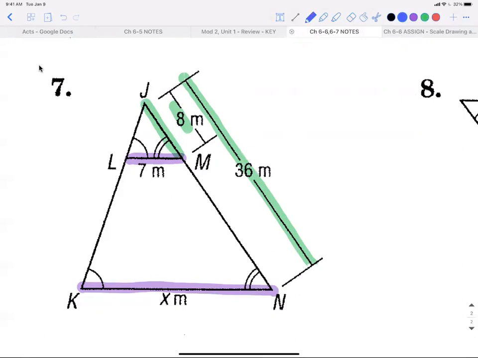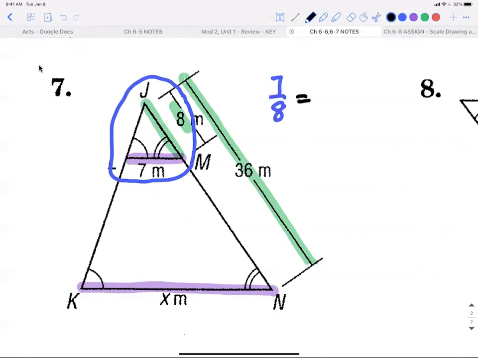So Autumn, how would I set up my first fraction? 7 over what? No, because that would be setting up the bottom of one triangle and the bottom of another. So one triangle, one fraction. Here is one triangle right here, right? That little bitty guy, what are its measurements? 7 over 8. Okay, there's one triangle.